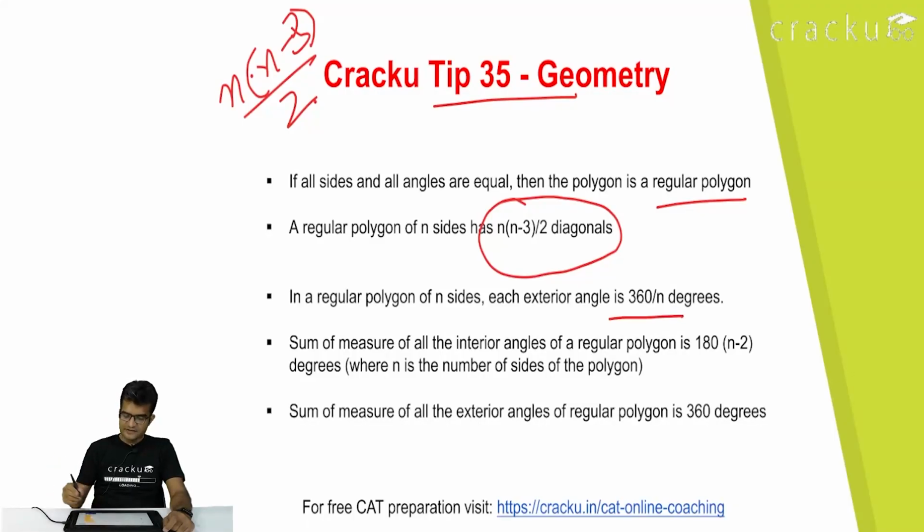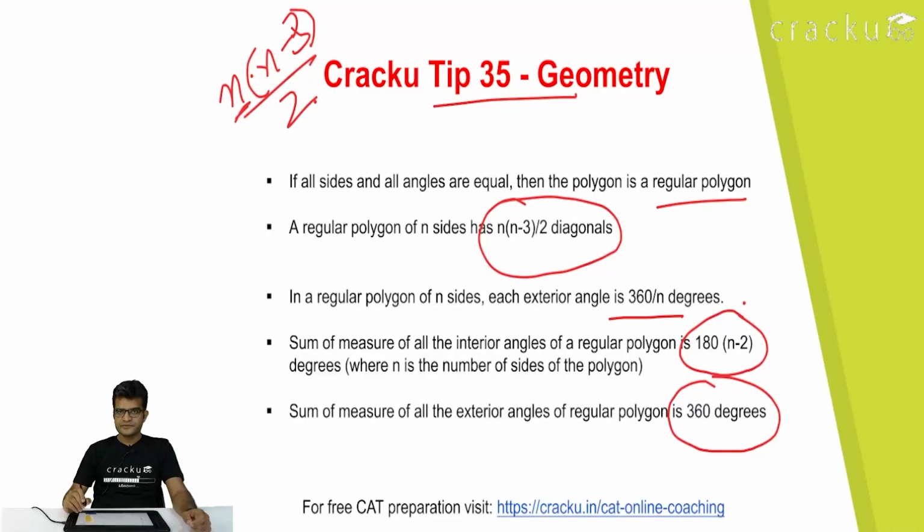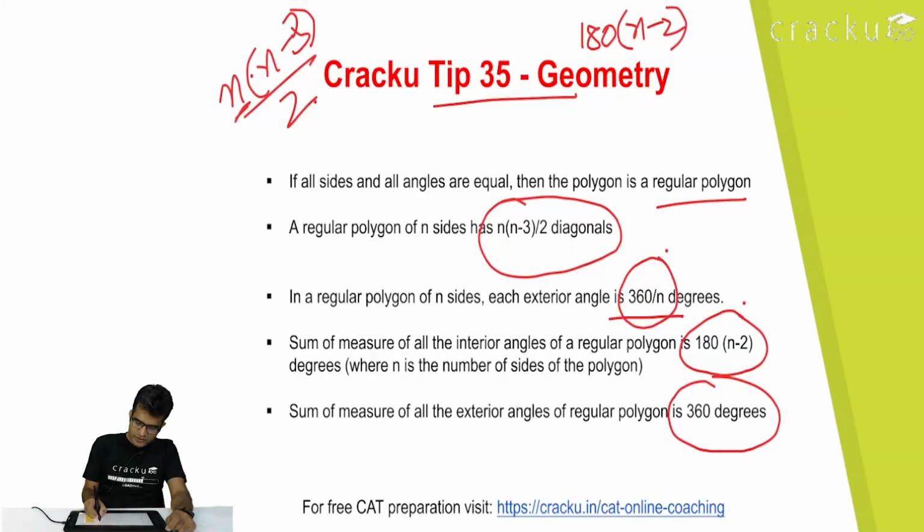Another theoretical point is that the sum of all the exterior angles of a polygon is 360 degrees. The sum of all the interior angles of an n-sided polygon is 180 into n minus 2. Therefore, if it is a regular polygon where all the sides are the same or all the angles are the same, each exterior angle will be equal to 360 divided by n, and each interior angle will be equal to 180 into n minus 2 divided by n.